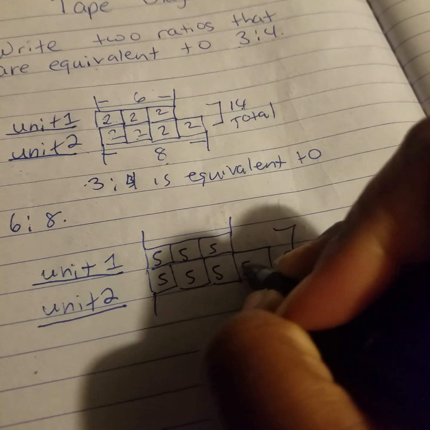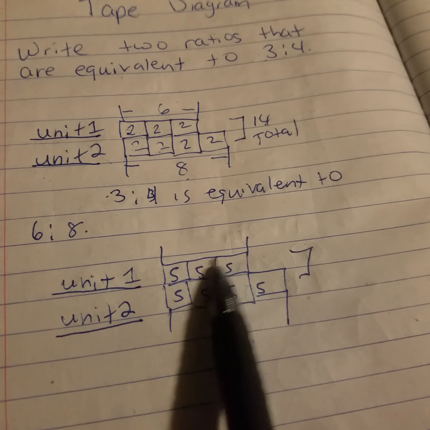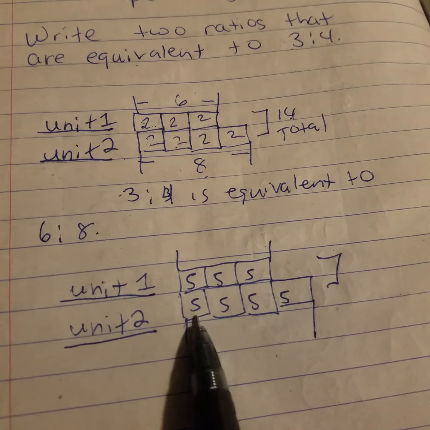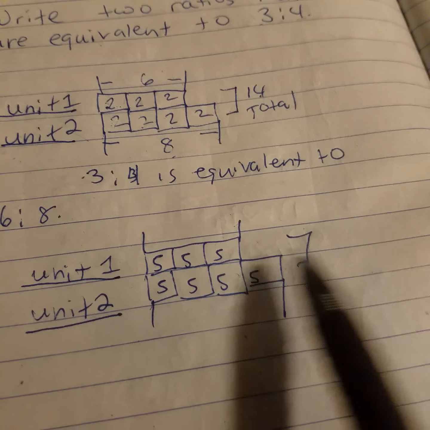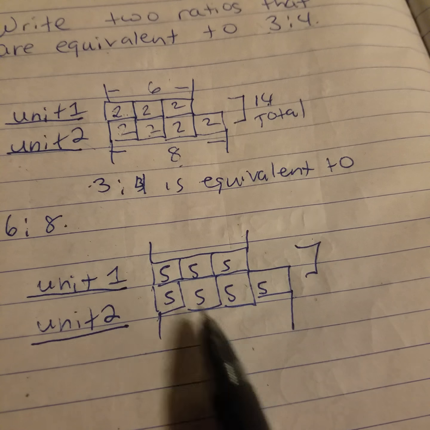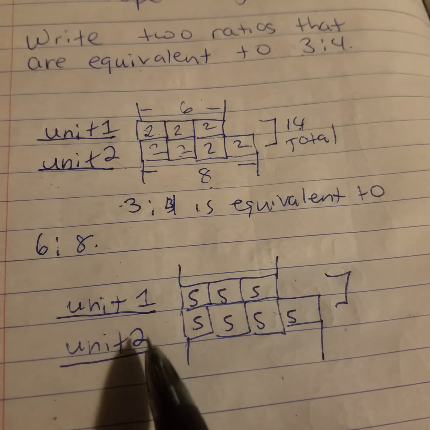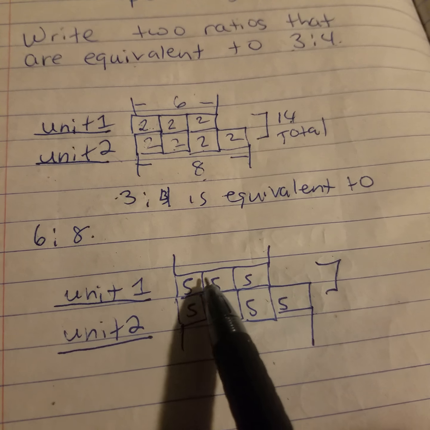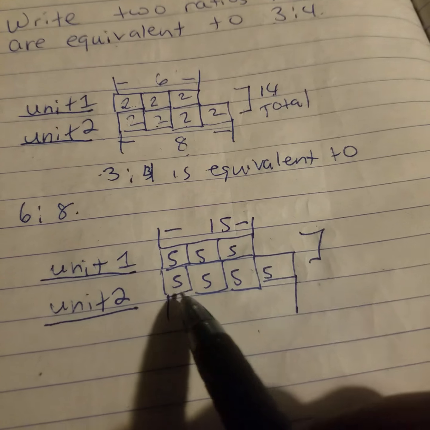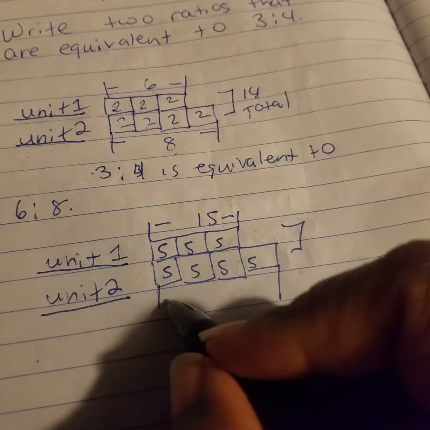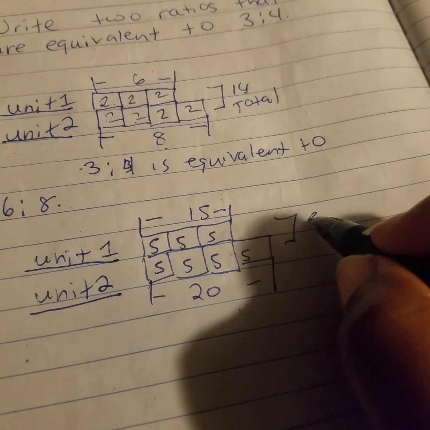Because like I told you guys in class, once you put one number into one of the boxes in the tape diagram, you have to give every box that number because that's supposed to be equal, equivalency. And you can put any number you want, but it has to be the same number to establish equivalency. So now, unit 1, total, 5, 10, 15. Unit 2, 5, 10, 15, 20. And our total would be 35.